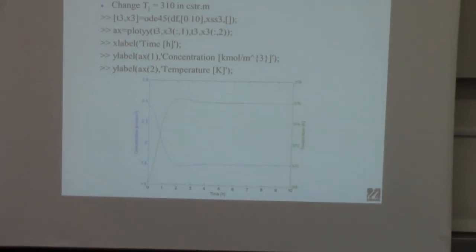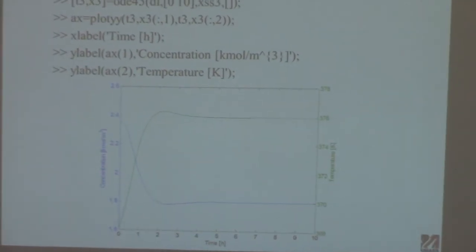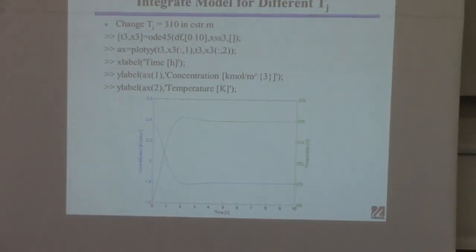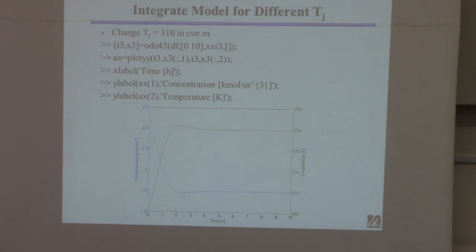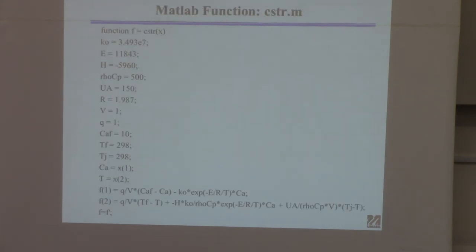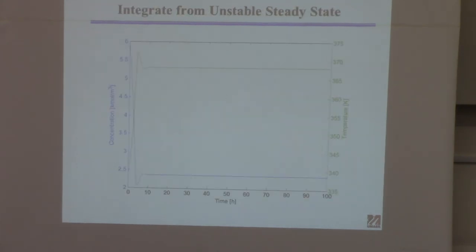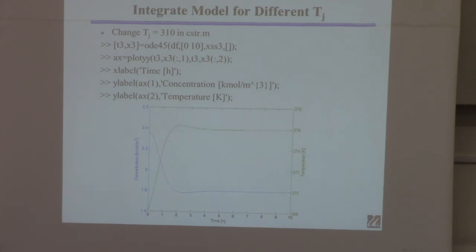So let's say you're interested in what the system looked like if you change some parameter of the model. This is a very common thing you do. If you have a model of a process, you want to know what happens if I change the feed concentration or the feed flow rate or, in this case, the jacket temperature, right? I think the nominal value for this was 300 or 298, I can't remember, this T jacket. Since you guys never helped me out, 298, okay. I want to change it to 310, okay?